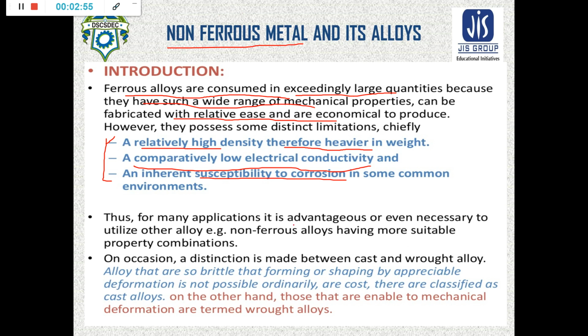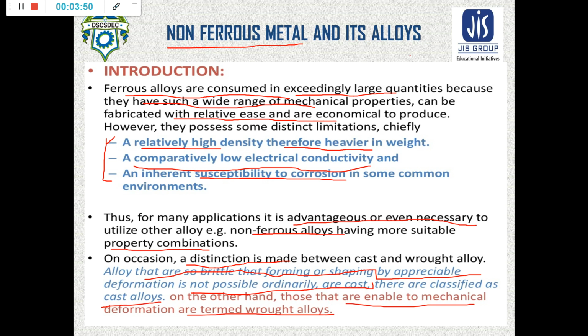So for many applications it is advantageous or even necessary to utilize other alloys, for example, nonferrous alloy having more suitable property combinations. On this occasion a distinction is made between cast and wrought alloy. What is cast alloy and what is wrought alloy? That should be known. Cast alloys are alloys that are so brittle that forming or shaping by appreciable deformation is not possible ordinarily. They are classified as cast alloy. On the other hand, those that are amenable to mechanical deformation are termed wrought alloy.